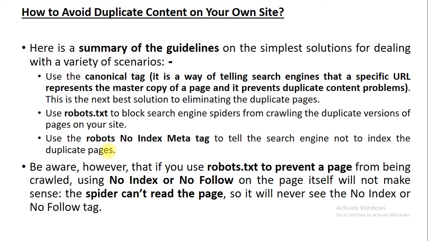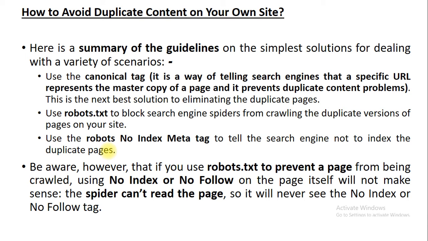Let me repeat once again, we are going to discuss the points related to how to avoid duplicate content on the website. And the first option is what? You can use a canonical tag. What is a canonical tag? Using a canonical tag, you are able to tell the search engine that this particular URL is referred to as the master copy of your web page. So using this canonical tag, you can prevent the duplicate content problem. This is the best possible solution to avoid duplicate content on the website.